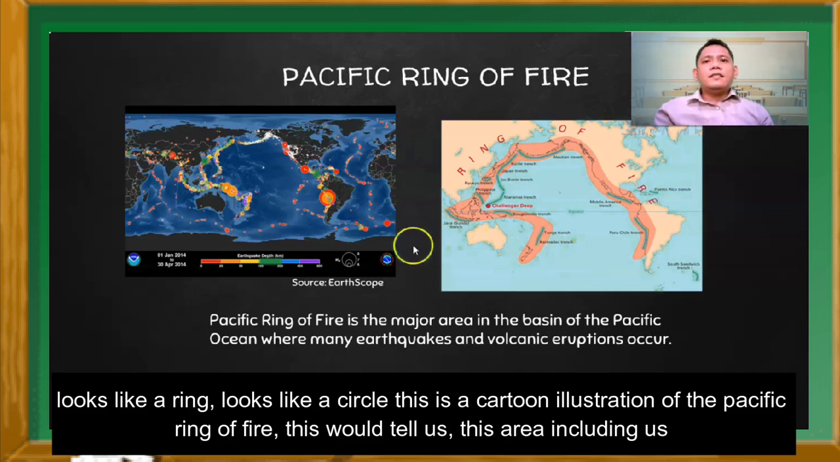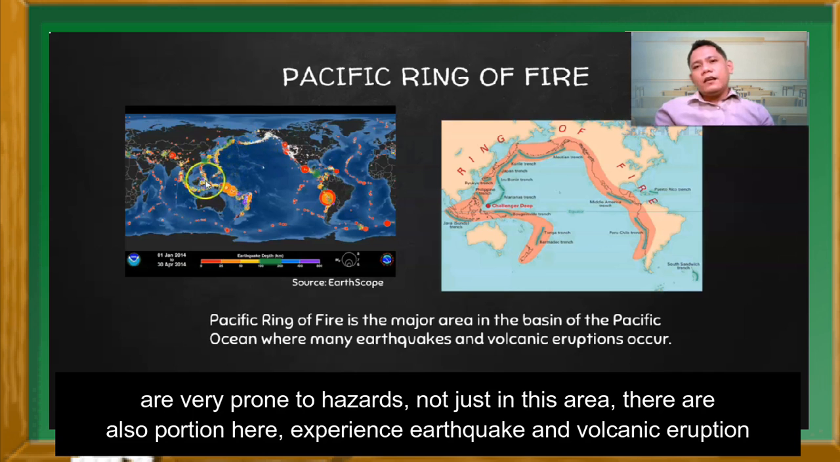So this would tell us that these areas, including us, are very prone to hazards. Okay? Right? Not just in this area, there are also portions here that experience earthquakes and volcanic eruptions.